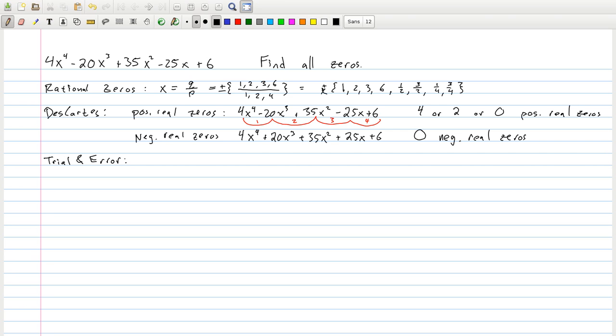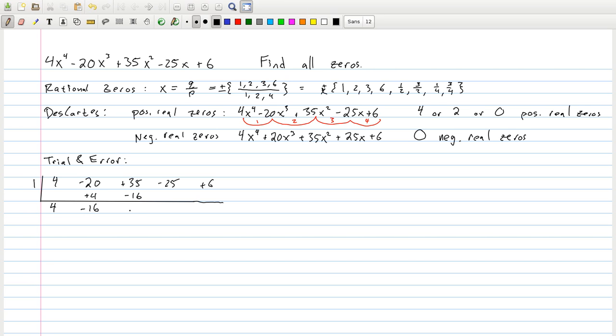So I'm going to start out with just the first number in the list. I'm going to start out with x equals 1 and set up our division bar. And remember, for synthetic division, we copy down the coefficients of the original polynomial. So 4, negative 20, positive 35, negative 25, and positive 6. For synthetic division, we first carry down the leading coefficient. Then we multiply. 1 times 4 is positive 4. We then add these together to give us negative 16. Then 1 times negative 16 is negative 16.